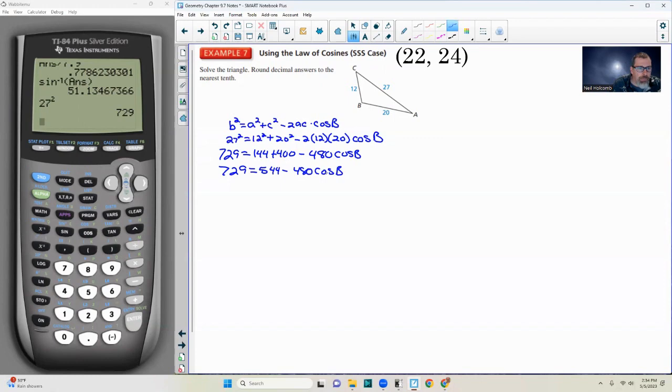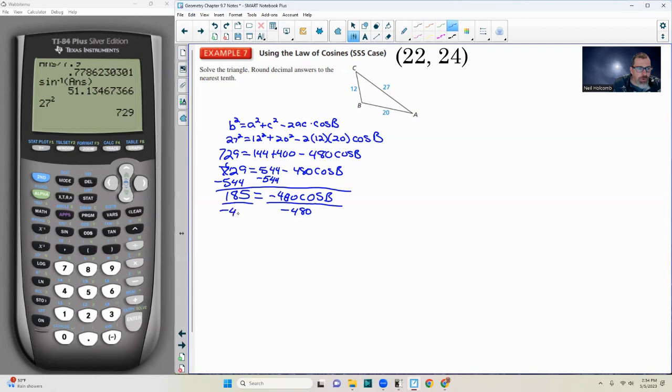We're trying to get B by itself, so now let's move 544 over to the other side. So minus 544 from both sides. 9 minus 4 is 5, 7, 6, 12 minus 4 is 8, 6 minus 5 is 1. 185 equals negative 480 cosine B. Watch your signs here. Divide by negative 480, not 440, 480.